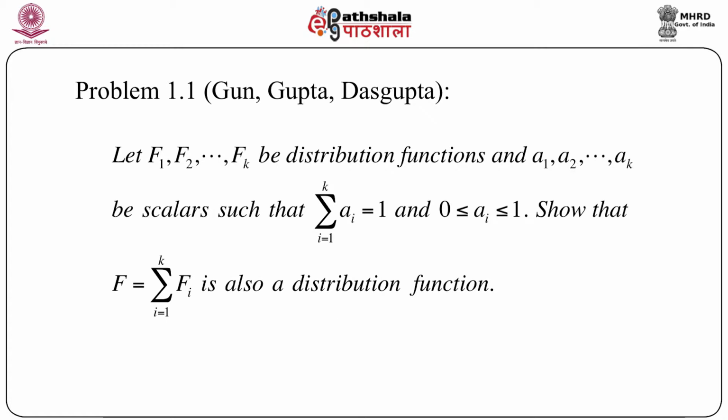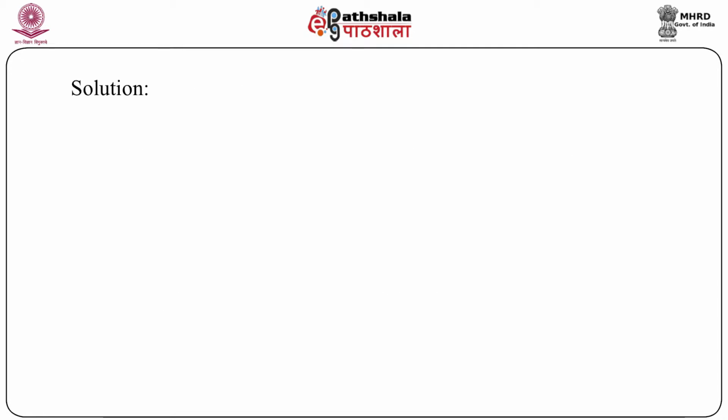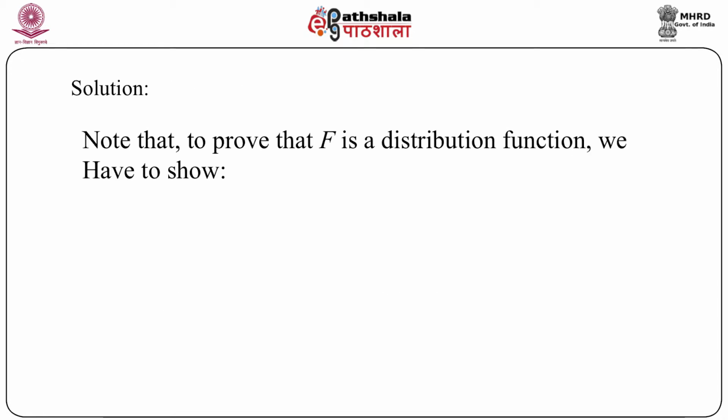Now in order to show this, we have to recall the properties of a distribution function. So what are those properties? First we have to prove that F is a distribution function. That means we have to show some necessary conditions that a distribution function satisfies. The conditions are, as you can remember, first, F is a non-decreasing function. And the second one consists of two properties.